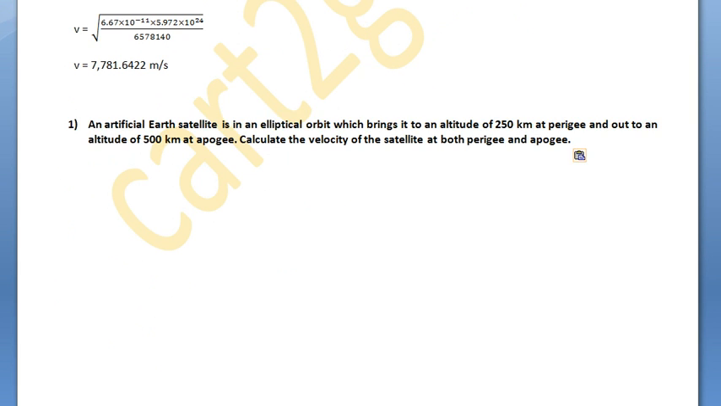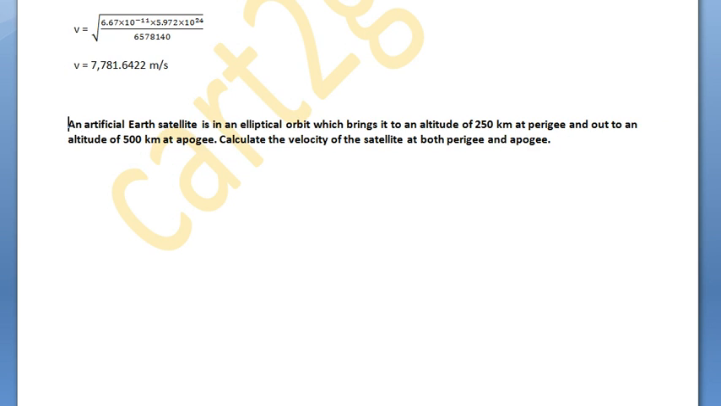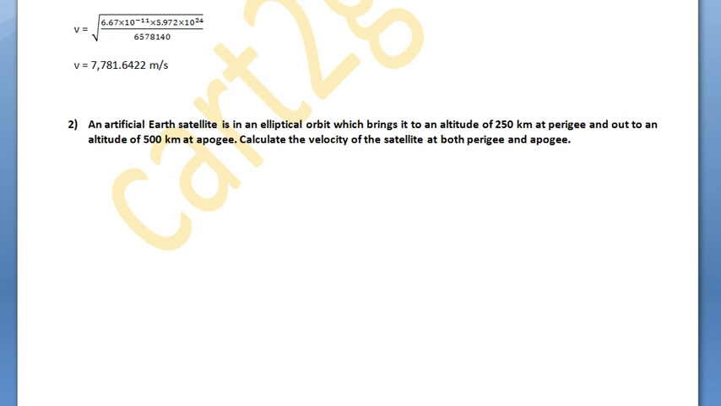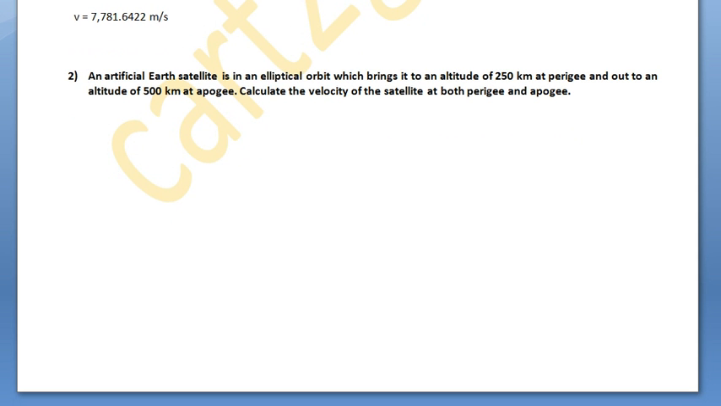Now we will move on to the next problem. Our next problem for today is: an artificial Earth satellite is in an elliptical orbit, which brings it to an altitude of 250 km at perigee and out to an altitude of 500 km at apogee. Calculate the velocity of the satellite at both perigee and apogee. So let's move to the solution.